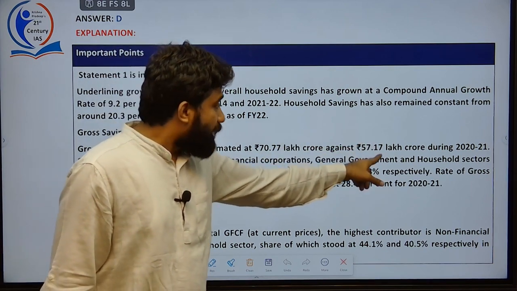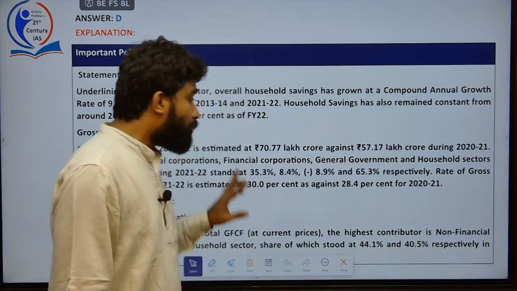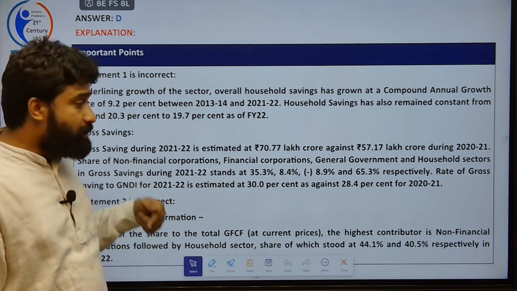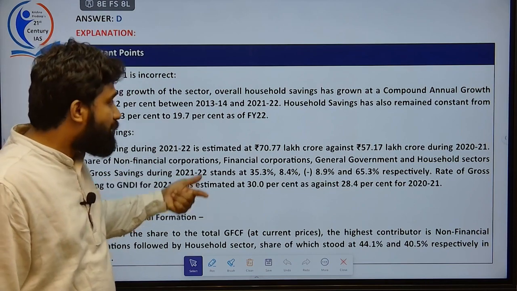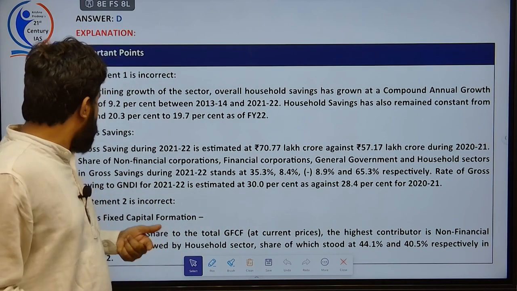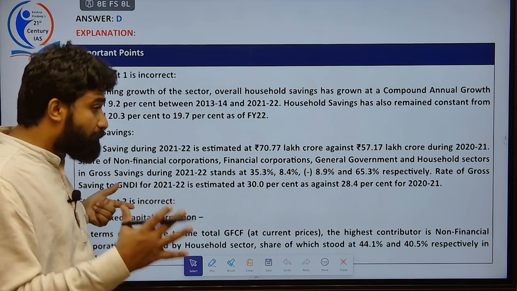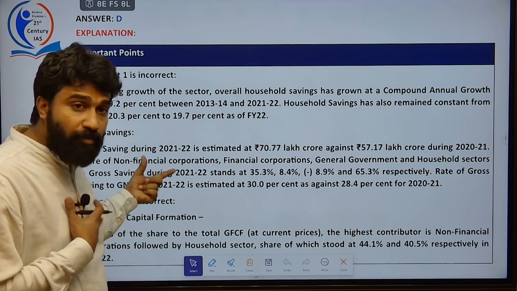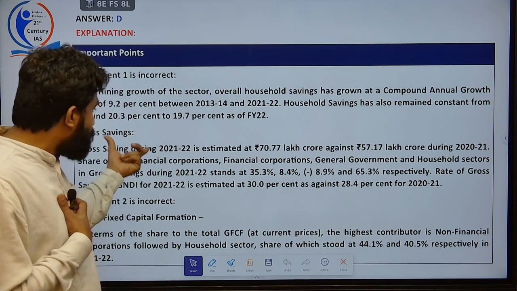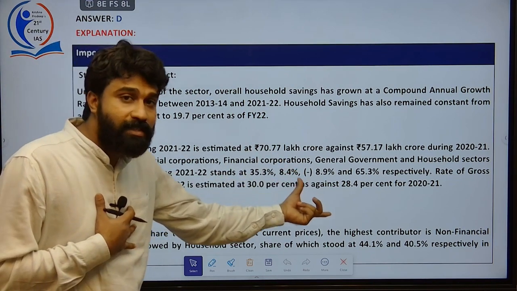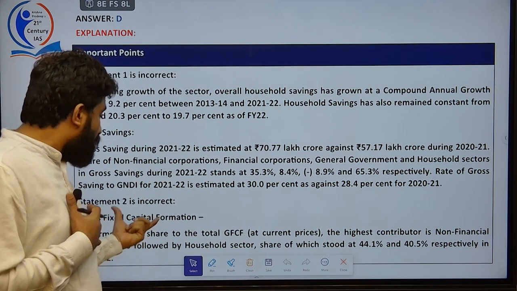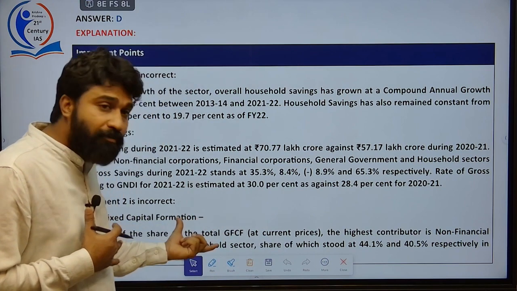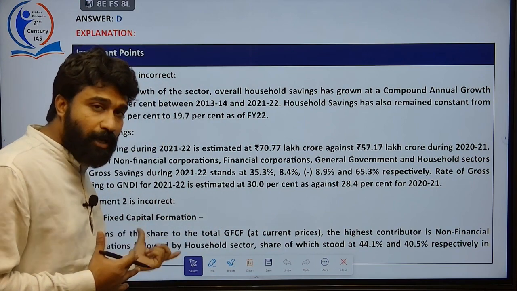However, it is against 57 lakh crore during 2021. So, this year's actual financial year gross saving estimated has increased compared to the previous year, definitely it will be increased, estimation only. The share of non-financial corporations in this saving sector is also higher than that of other sectors. And similarly, the non-financial sector has the highest stake in this gross fixed capital formation.